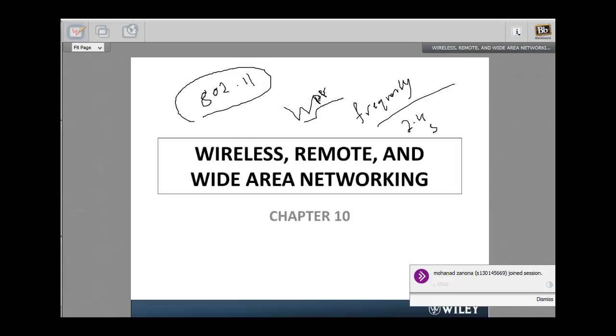So actually, for the Wi-Fi and also the other physical topologies, they use topologies similar to the Ethernet. So you can use the physical star logical bus when you are, for example, using the infrastructure mode.